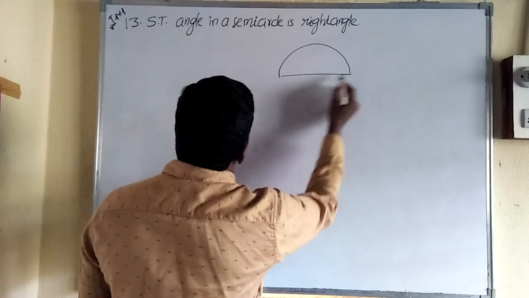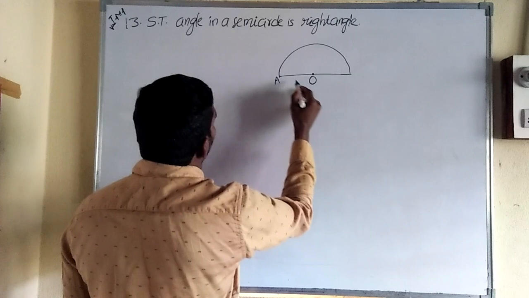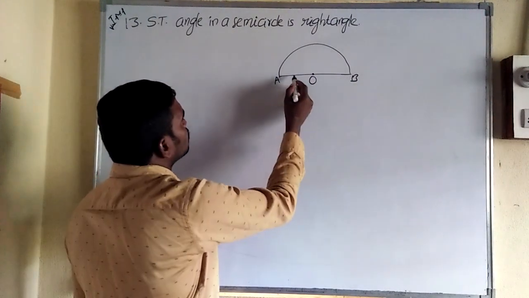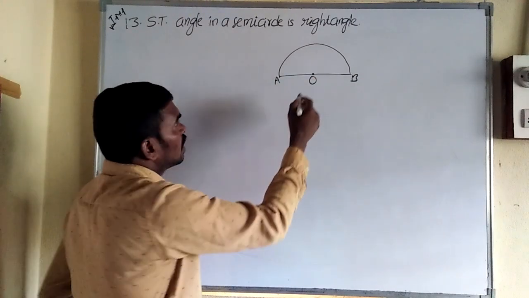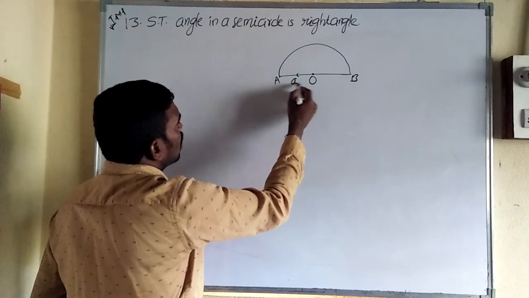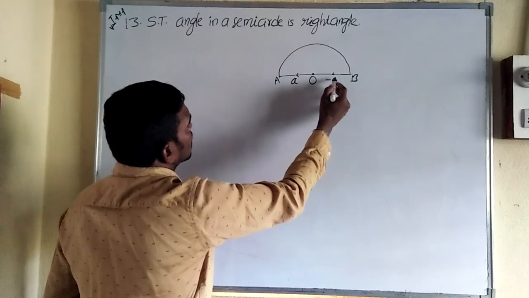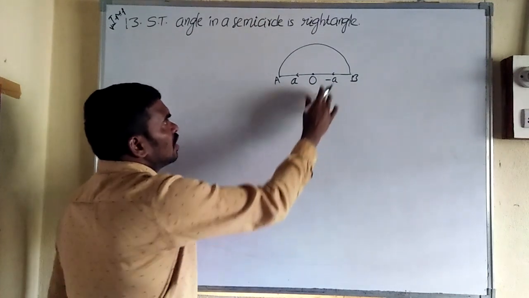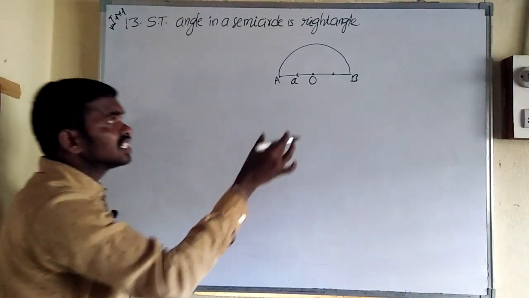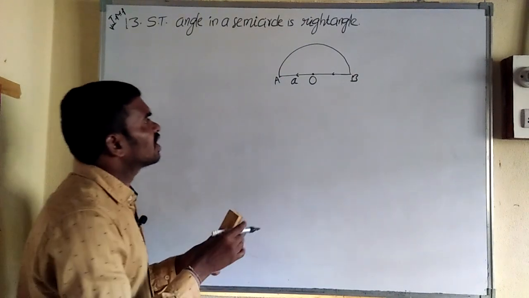Am I right? So this is a semicircle. Let the center be O. One of the diameter end points is A, the other is B. Take any direction, either this side or that side. If you take OA as small a, then OB becomes minus a. This is also a units, but is it plus a units or minus a units? So let us think, clarify.